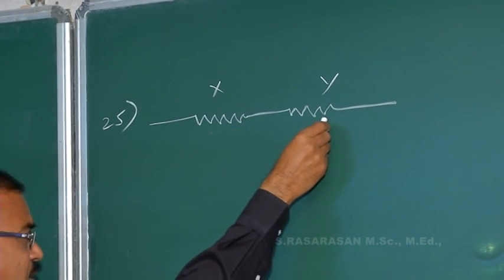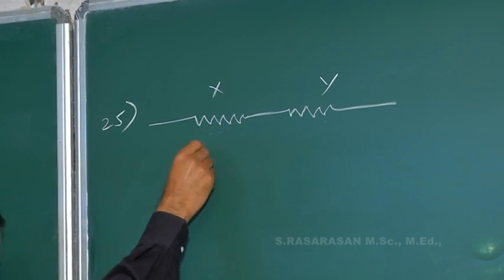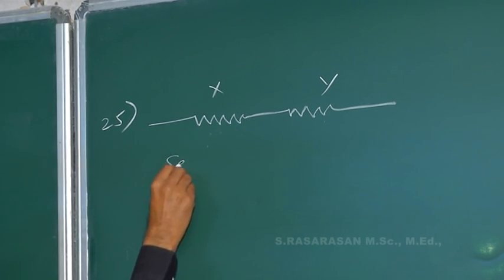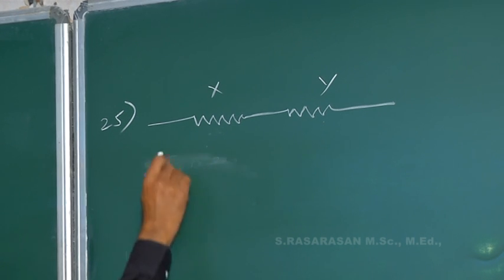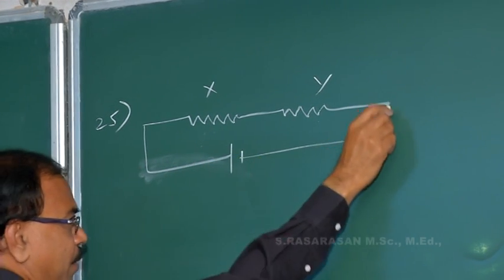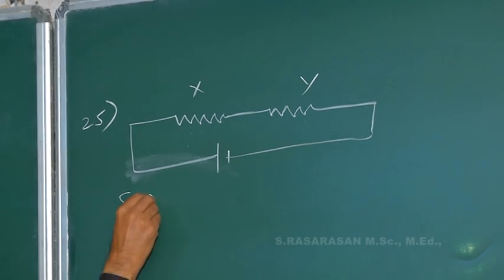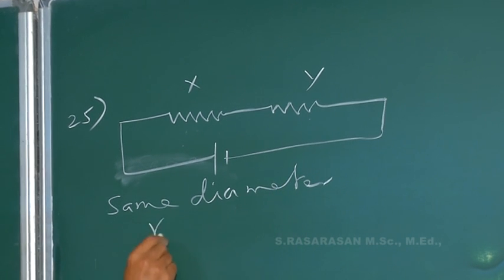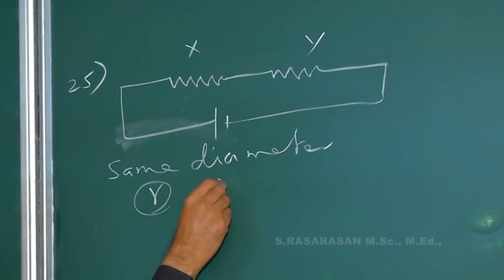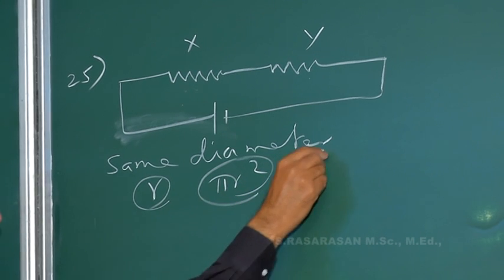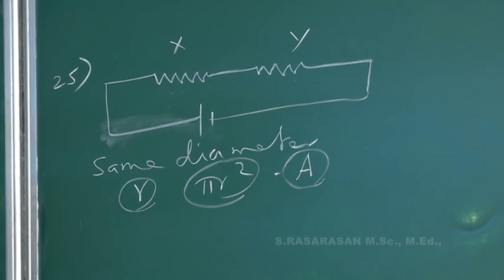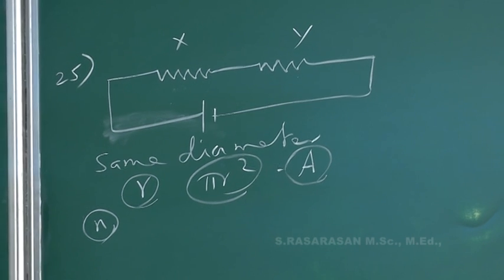This is one wire and this is another wire. The diameter of both wires is the same, so the radius is also the same. So these two wires of the same diameter are connected in series with a battery. Same diameter means the radius is the same, so pi r square is the same, that is the cross-sectional area is the same. Different materials means the number of electrons per unit volume differs.